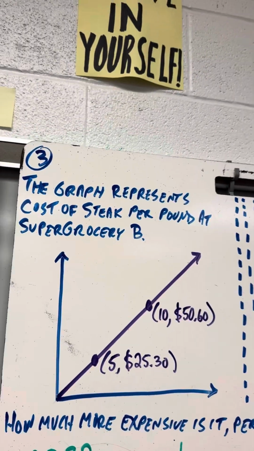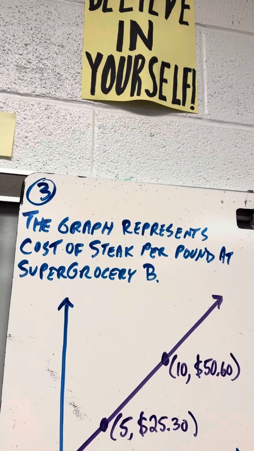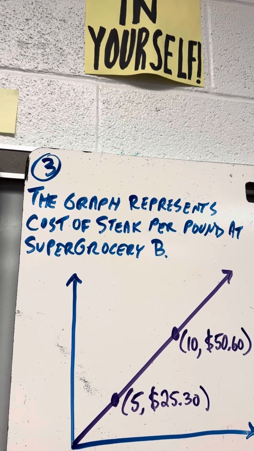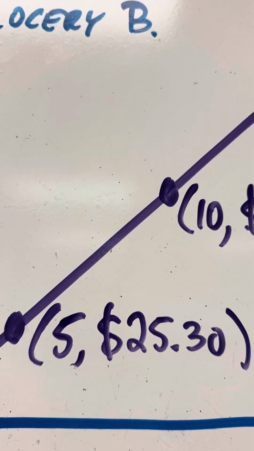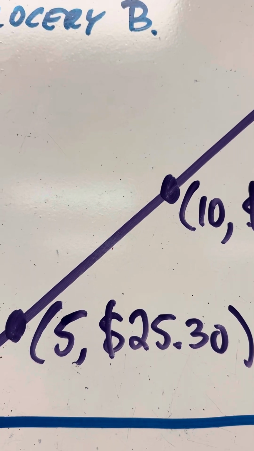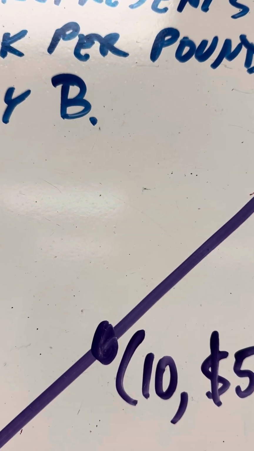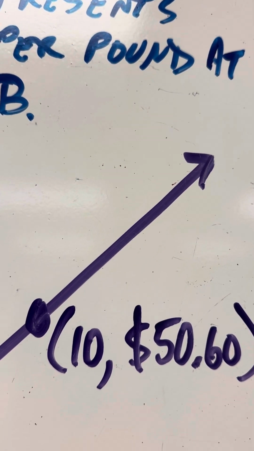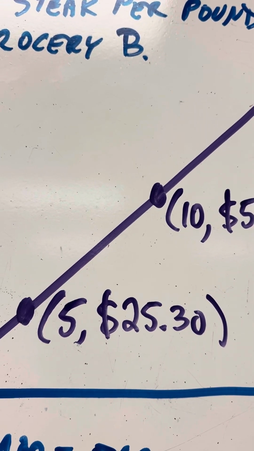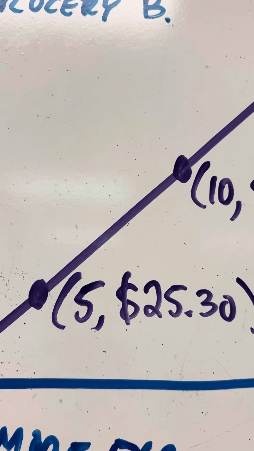Here, now in some problems you will have a graph. The graph represents cost of steak per pound at Super Grocery B. For example, this point here represents 5 pounds and $25.30. This point represents 10 pounds, $50.60. So you pick either one. I'm gonna pick 5 pounds.